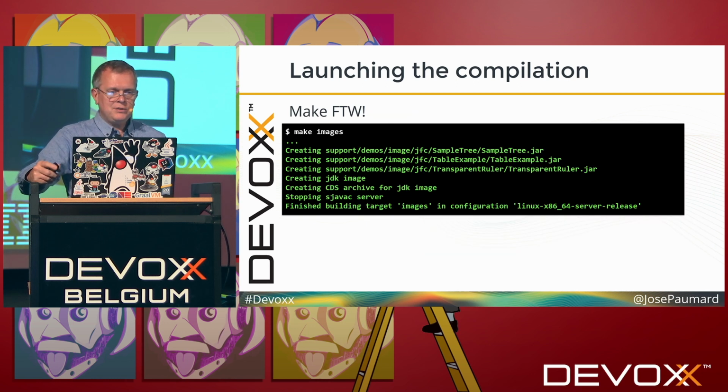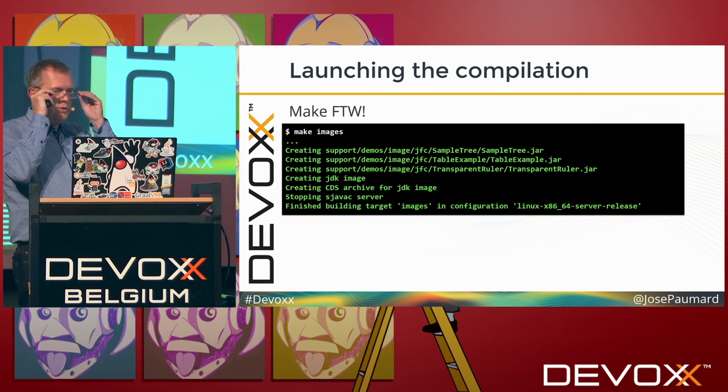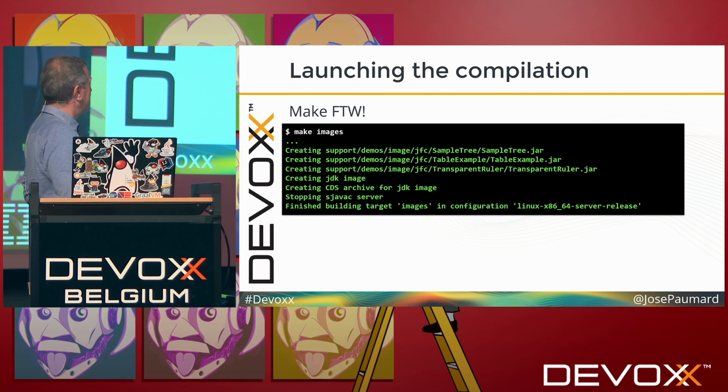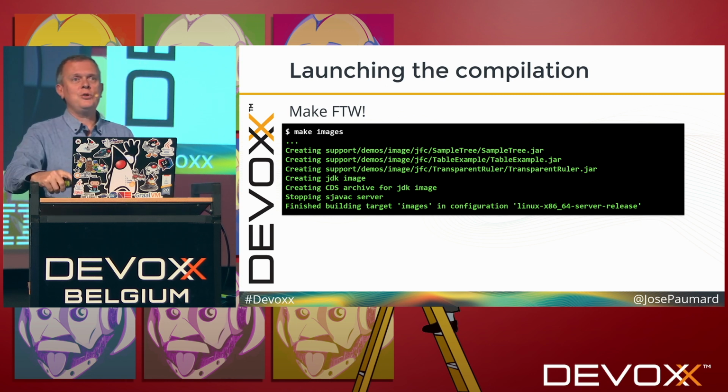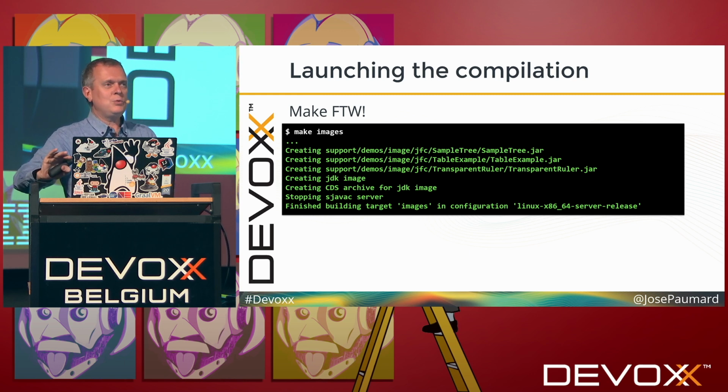And at the end of it, you will have this message, finish building target images, which means that everything is okay, and you have compiled your own JDK. And then you can celebrate, have a coffee, have a glass of water, something like that. I must say that once everything was configured, it was really straightforward. The compilation really works very well, and there was no error, no warning whatsoever. So congratulations to the people who set all that up and made it work.